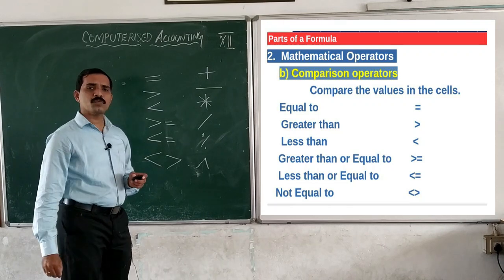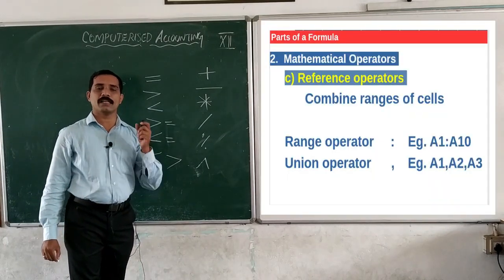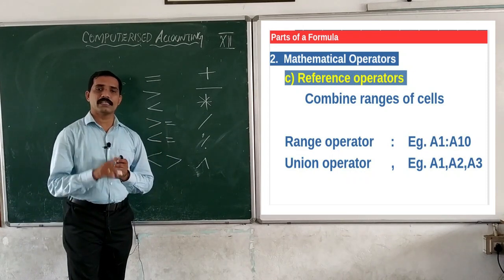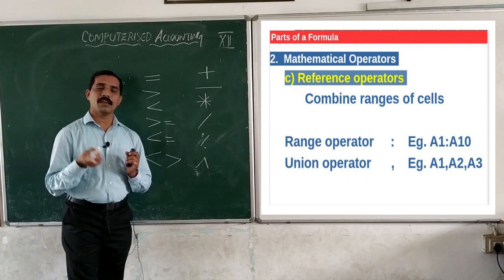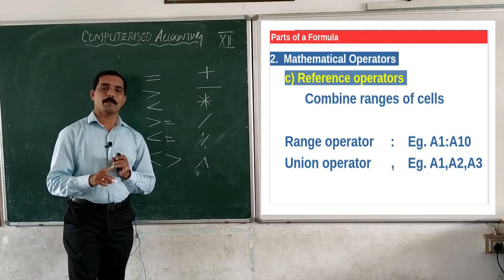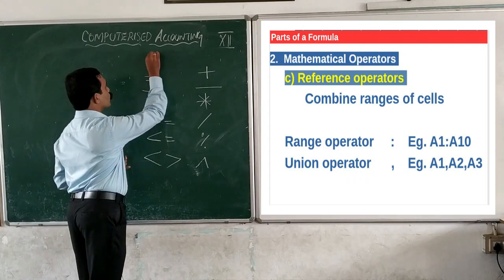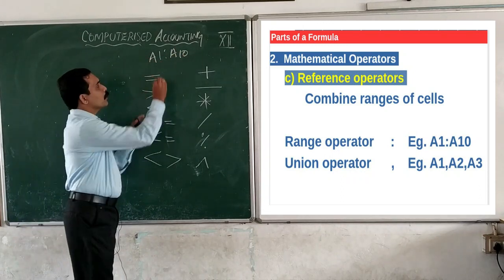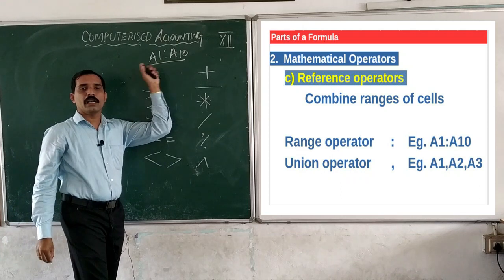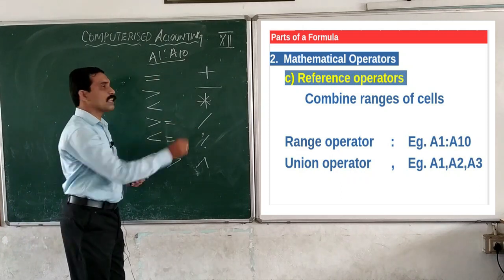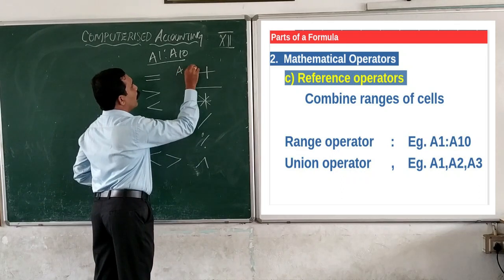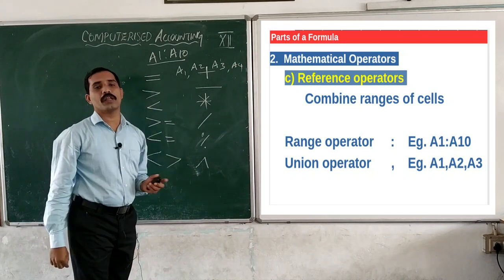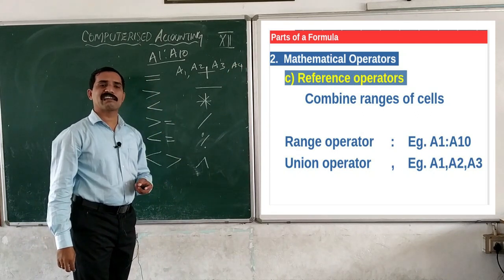Okay. Then the last one, what is it? Reference operator. In mathematical operators, the third one is reference operators. The reference operators are two: range operator and union operator. An example of range operator is A1 to A10. It is a range operator. The example of union operator, what is it? A1, A2, A3, A4, like that. It is a union operator. Okay, I think all are clear.